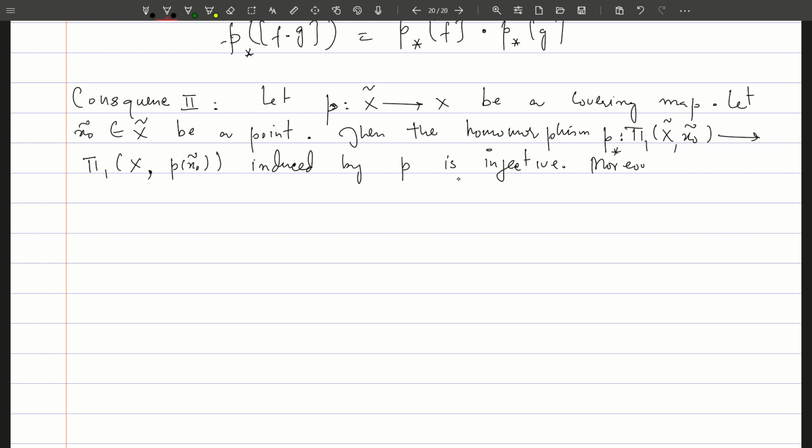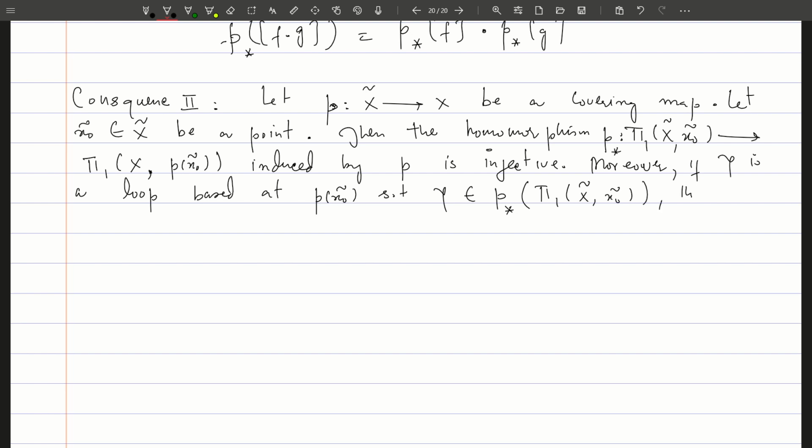Moreover, if gamma is a loop based at P of X naught tilde such that this gamma is in the image of P star, I mean, this gamma belongs to P star of pi 1 of X tilde X naught tilde, then there exists a loop gamma tilde in X tilde such that P composed with gamma tilde is gamma.